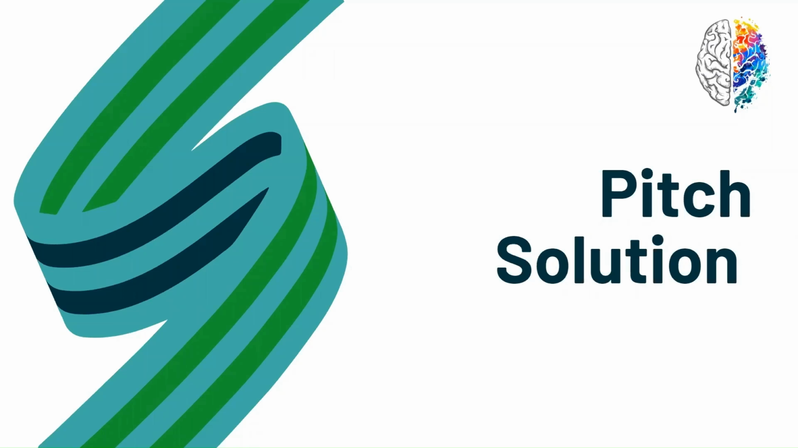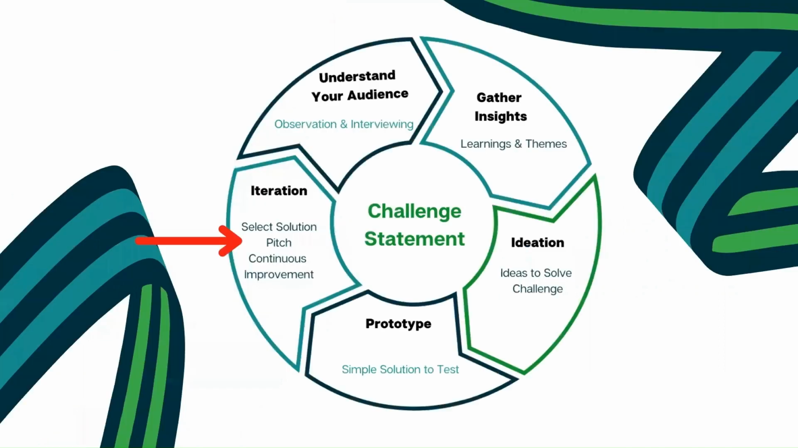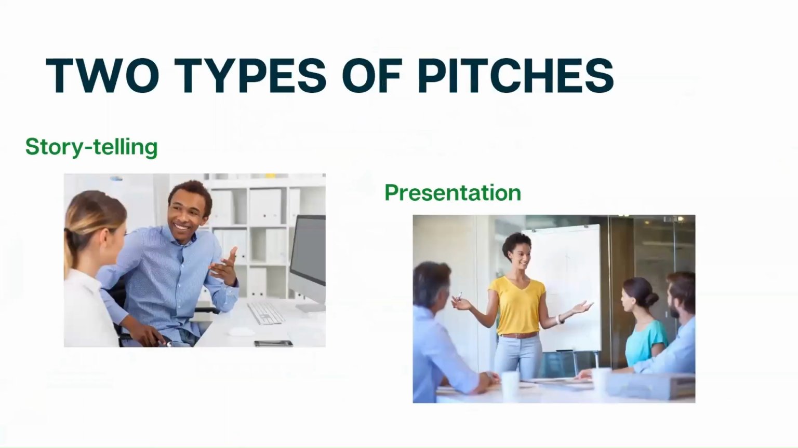Once you have your solution, you have to get the buy-in either from the decision makers who are going to pay for this solution to be implemented or to the individuals who are actually going to be using this solution. So we're going to talk about pitching. And this is really part of the iteration because you're not going to be able to implement your solution unless you have that buy-in. And there really are two types of pitches.